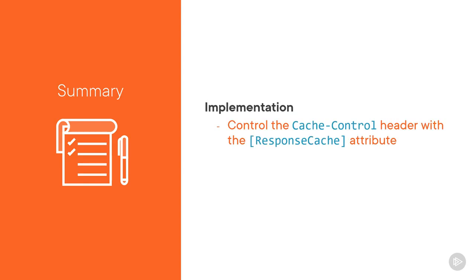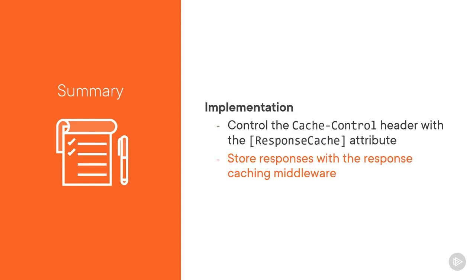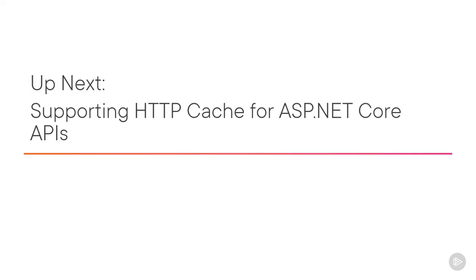The response caching middleware acts as a cache store. It's this component that effectively stores the responses and potentially serves them up from the cache. But that attribute has limitations. It cannot generate strong validators like an ETag, which limits what we can do with it. And the cache store has some limitations as well. In the next module, we'll solve these issues.